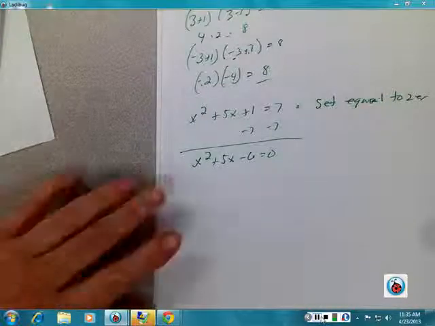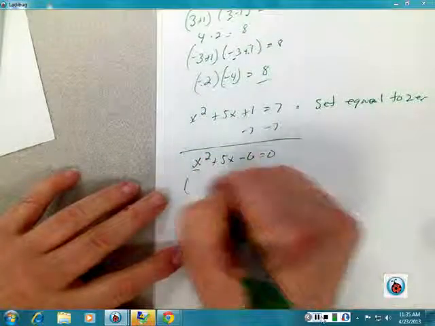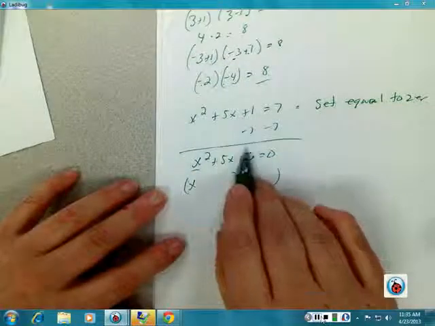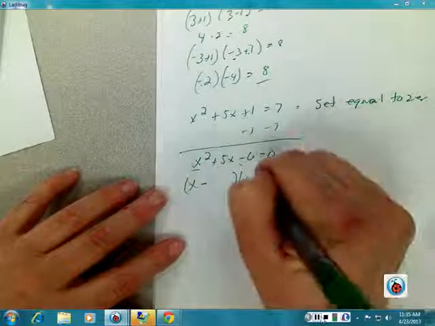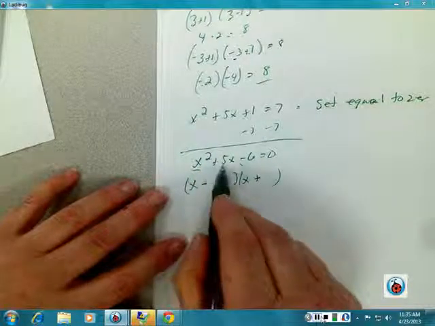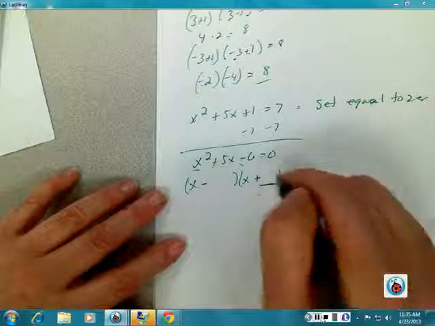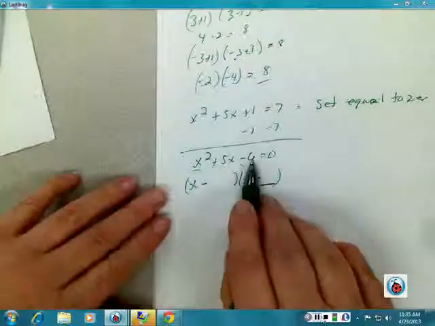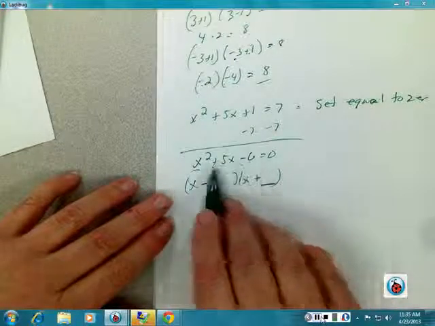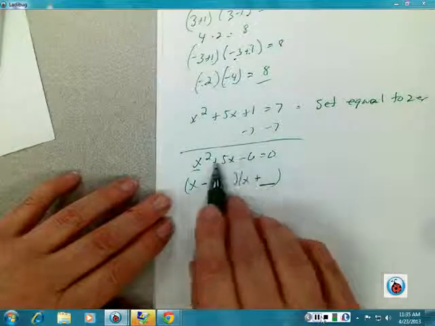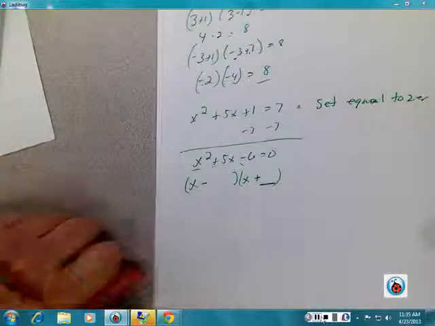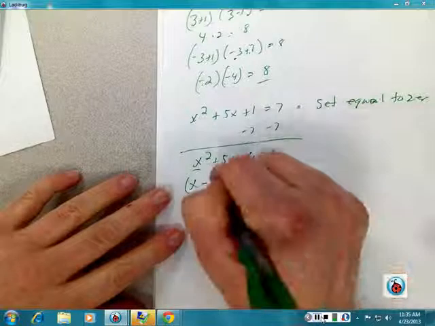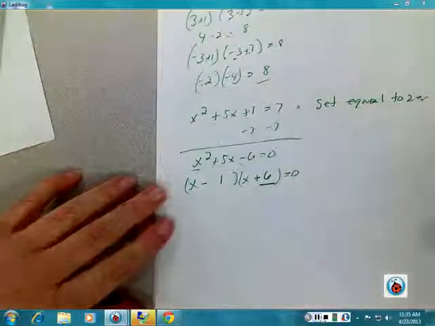Well, I got a single x squared out in front, so that means it's going to have an x and an x. I have a negative 6 at the tail end, which means I have a minus and a plus, but the plus value is the middle, so that one has to be the larger of my two factors. So what are some factors of negative 6 that multiply to give me a negative 6 but add to give me a positive 5? And if I give that a little thought, a positive 6 and a negative 1 will end up making this work.